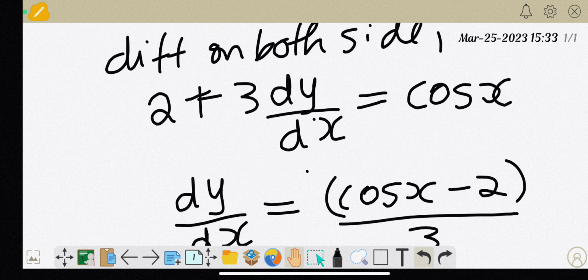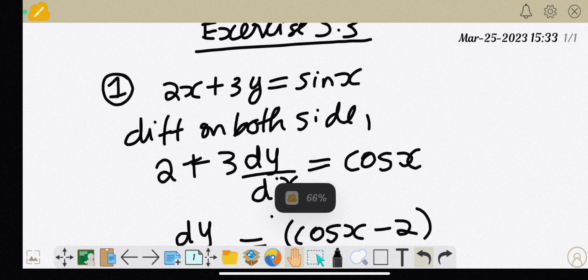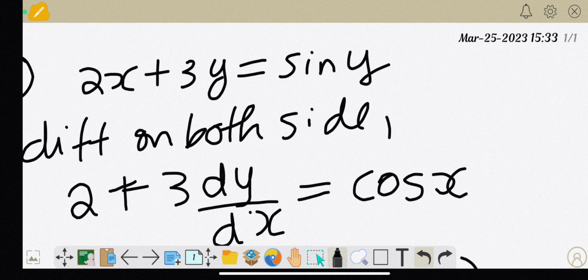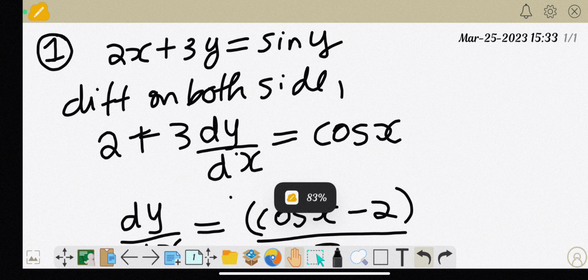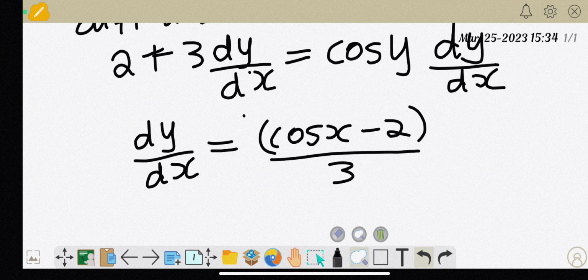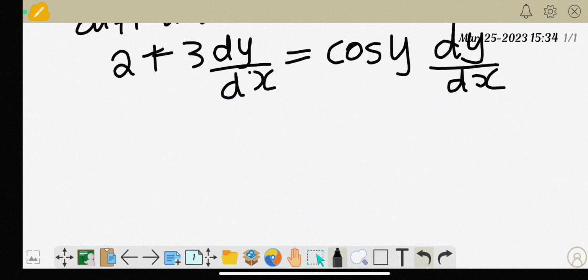So here in the second question, instead of sin x, they have given sin y. So now how can we solve this? Instead of cos x, what would the answer be here? Cos y dy by dx, correct? So here the final answer won't be in the same way. We have to solve this in such a way that dy by dx should be on one side and the other terms, x or constant, should be on the other side.